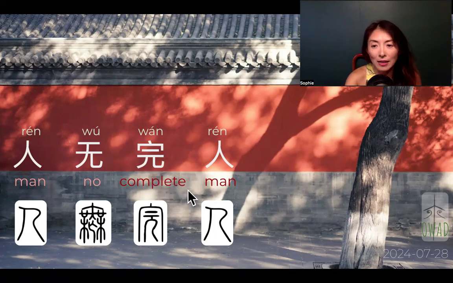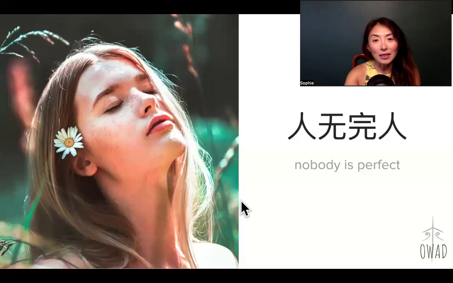So 人无完人 simply is our own acceptance of ourselves. Like nobody is perfect. Just accept that. And that's a way to comfort ourselves when we realize we're really not perfect.